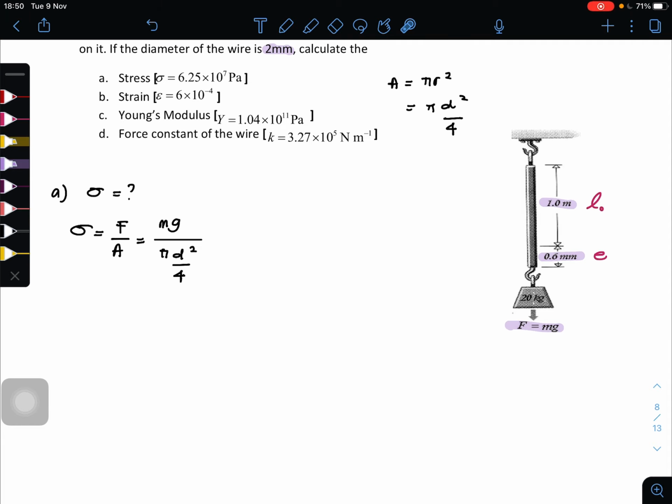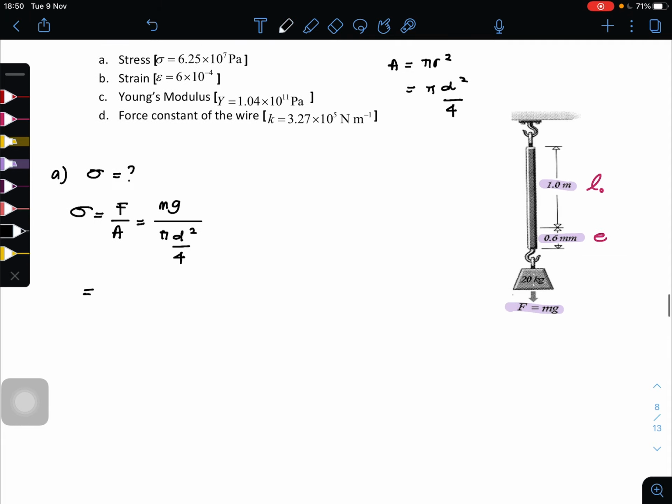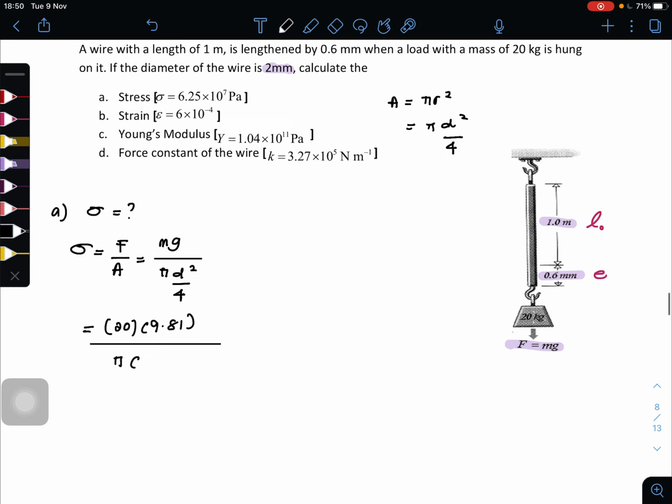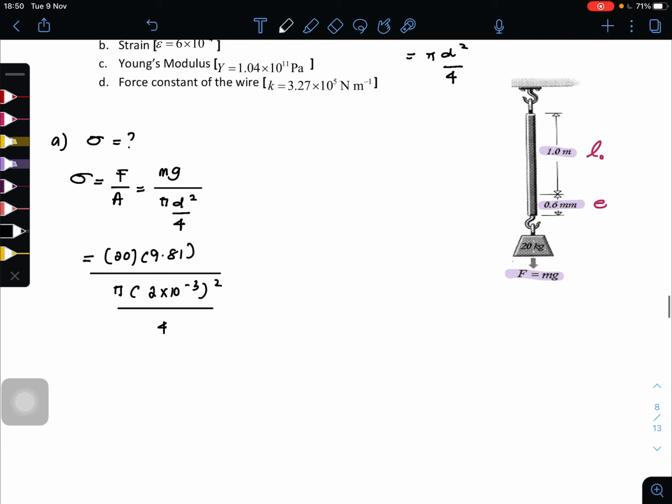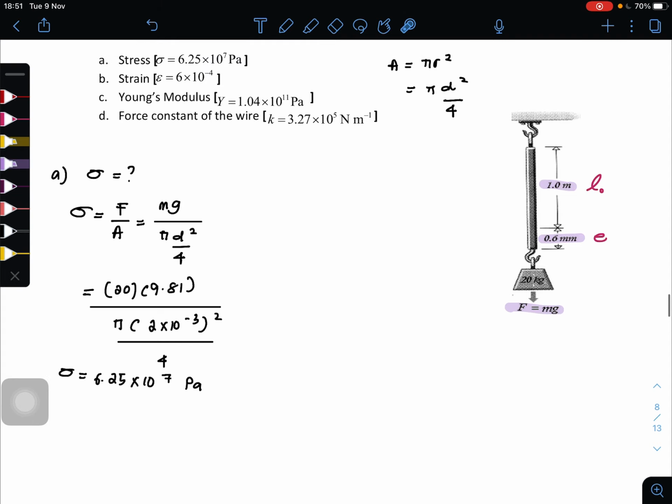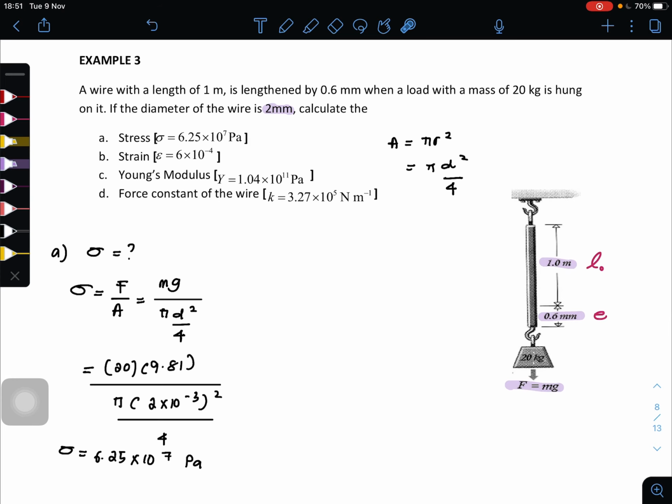So you just masukkanlah semua value yang ada. Mass is 20 kg, gravity 9.81 divided by pi. Diameter is 2 mm, convert to meter, 2 times 10 to the negative 3, squared, divided by 4. So stress is equal to 6.25 exponent 7 Pascal. Okay, next one, the strain.